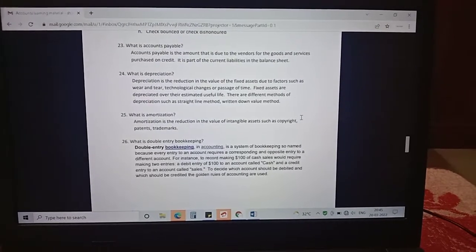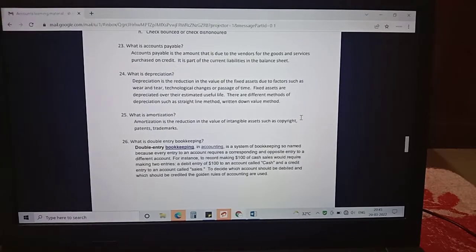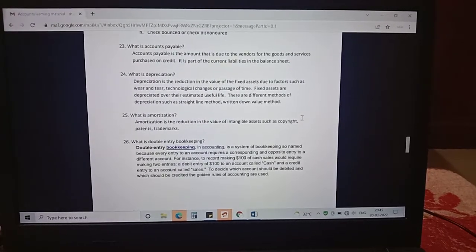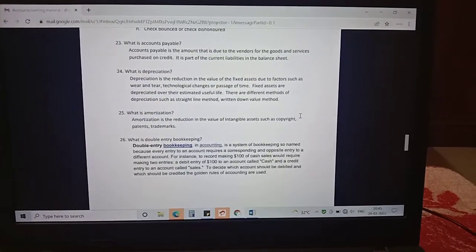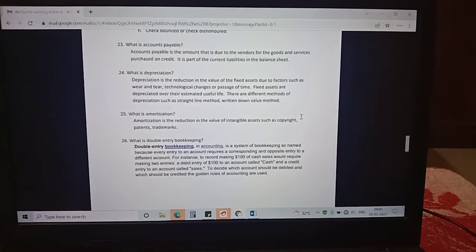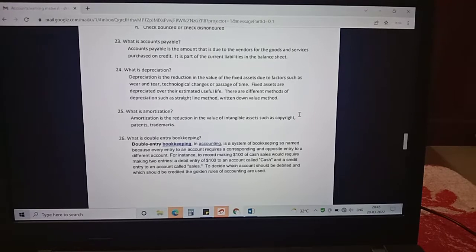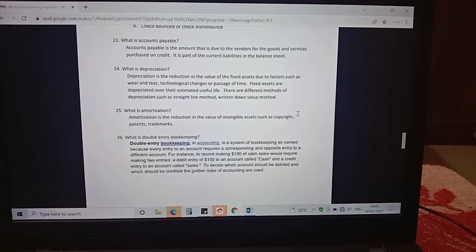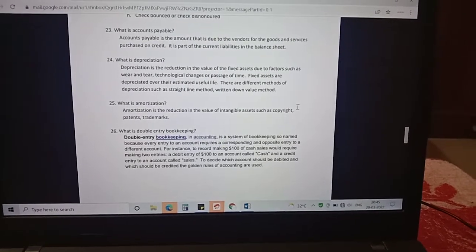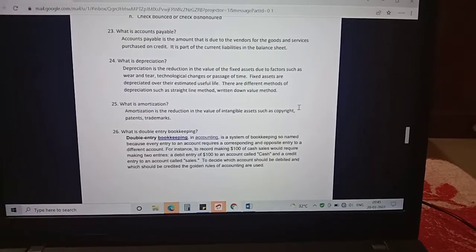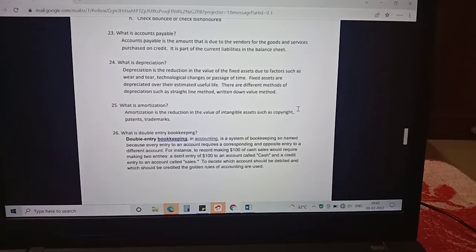What is depreciation? It is the reduction in the value of fixed assets due to factors such as wear and tear, technological changes, or passage of time. Fixed assets are depreciated over an estimated useful life. There are different methods of depreciation, such as straight line method, written down value method. What is amortization? It is the reduction in the value of intangible assets such as copyright, patent, trademarks.